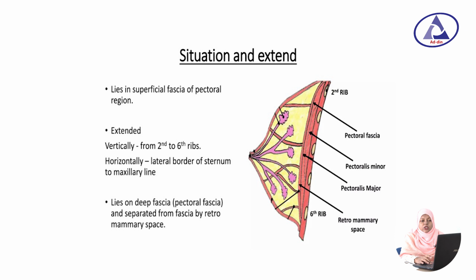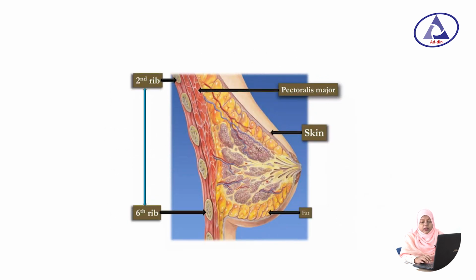Here is a picture showing the extension from the 2nd rib to the 6th rib, and the structures and muscles present just behind the breast, that is the pectoral fascia, then pectoralis minor muscle, then pectoralis major muscle. Now here is another picture showing the shape and position of the breast. There is the 2nd to 6th rib extension, pectoralis major muscle, skin and fat.